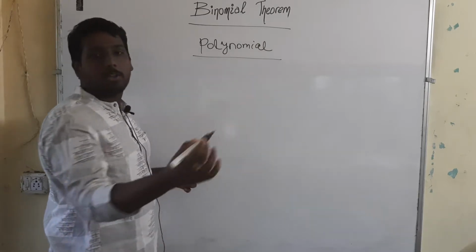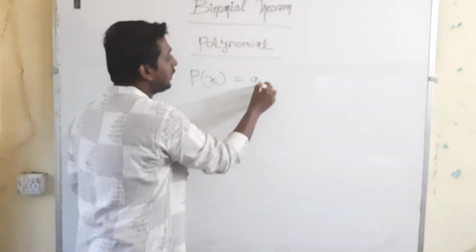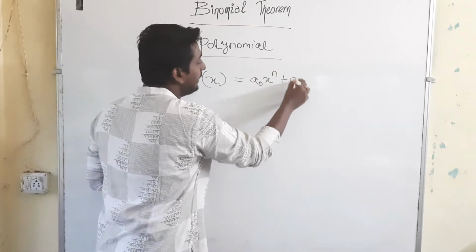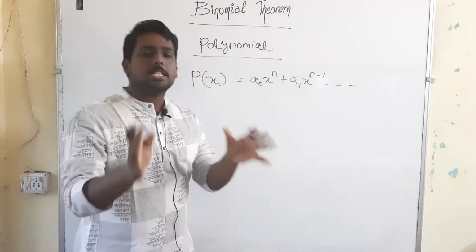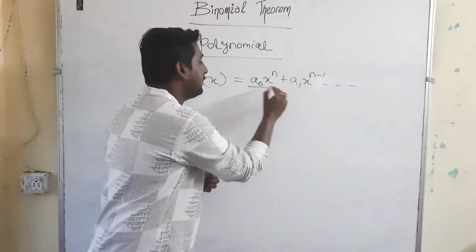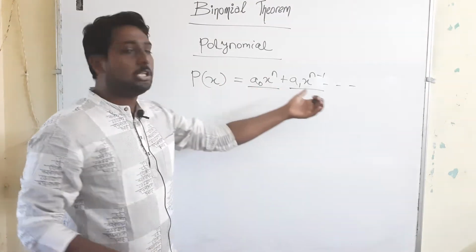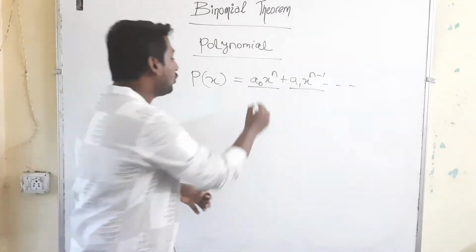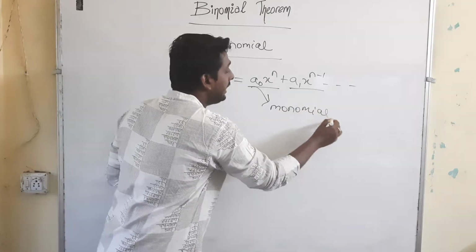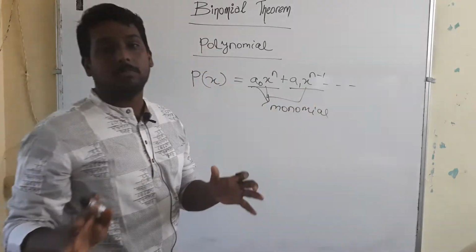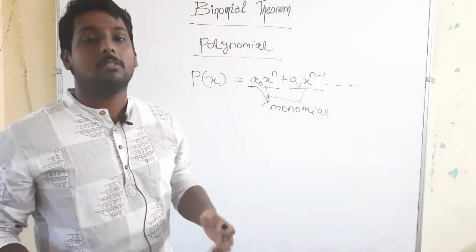And polynomials normally are in the form of p of x, where p of x equals a naught x to the power n, a1 x to the power n minus 1 and so on. So this is the combination of monomials. When a single term out of a polynomial is taken, it's called a monomial. And when two terms out of this polynomial are taken, it's called a binomial.